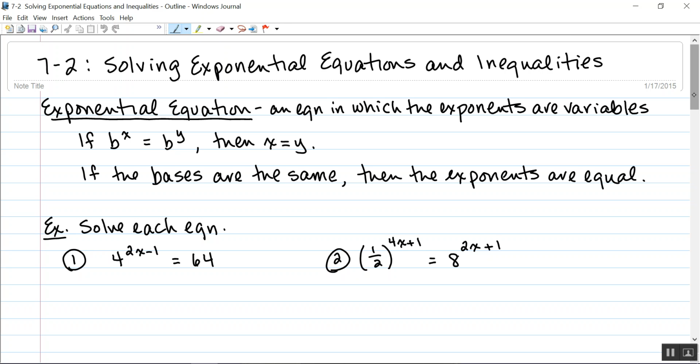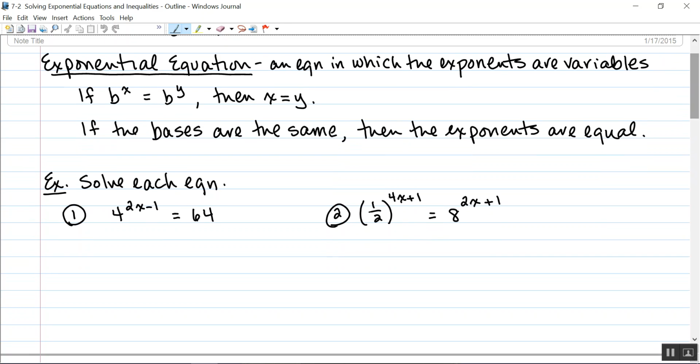Let's take a look at a couple examples here. First I have number 1, 4 raised to the power of 2x minus 1 equals 64. So in order to set up an equation that I can solve for x, I want to rewrite each side of the equal sign with the same base. I always like to try to get it to be the smallest base possible.